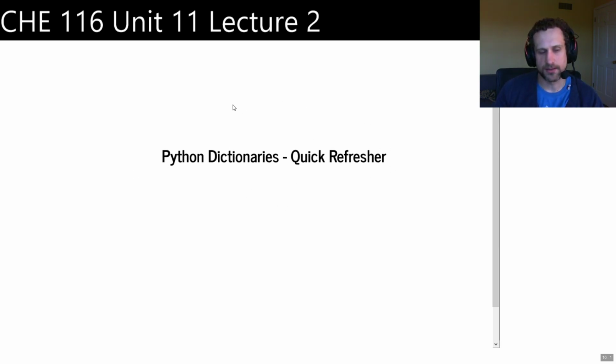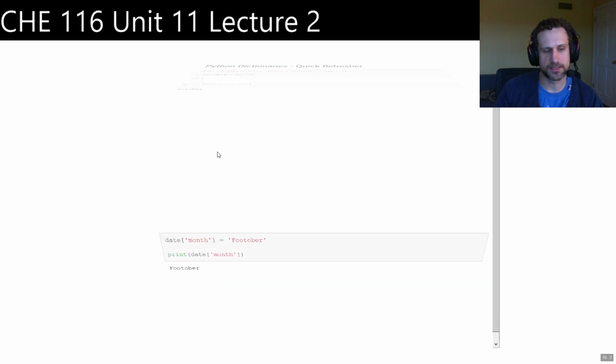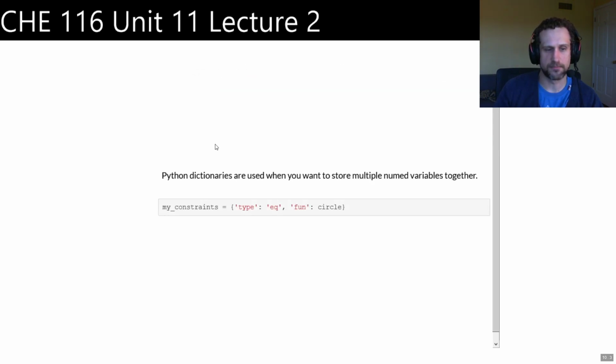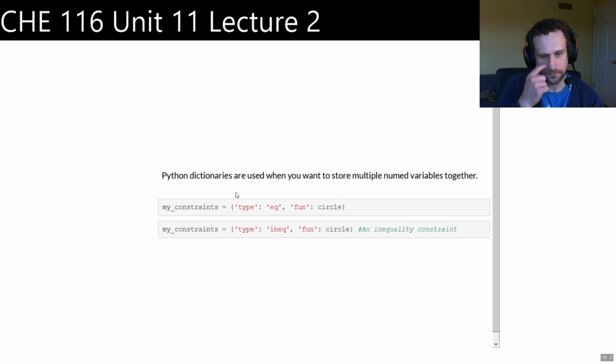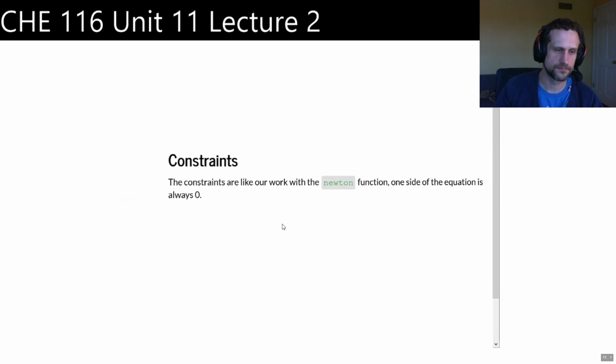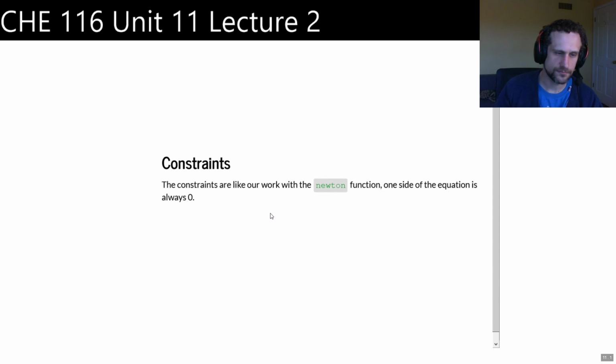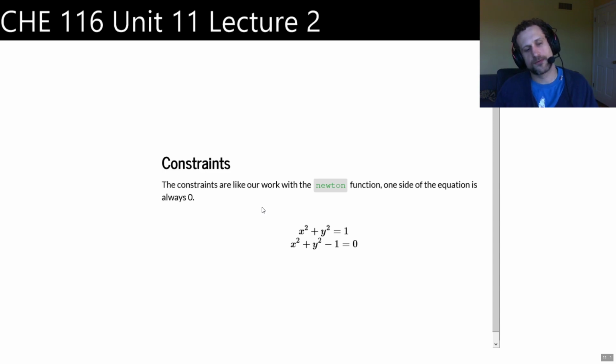We did a lecture not too long ago on dictionaries, so I'm going to skip over this, but if you guys want to, you can look just to remind yourself of how Python dictionaries work. But here are the two types here. There's ineq and eq. So this is just clarifying here.